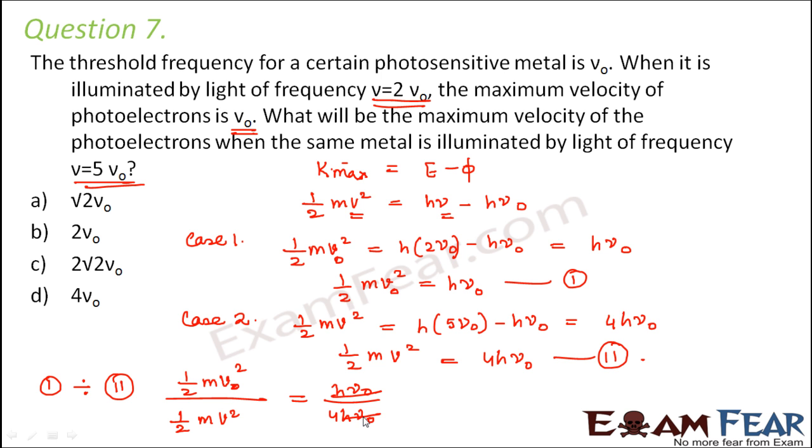So h nu naught will get cancelled, half m will get cancelled. So we can say v naught square by v square is equal to 1 by 4, or we can say that v square is equal to 4 v naught square, or v is equal to 2 v naught. So therefore the answer would be 2 v naught.